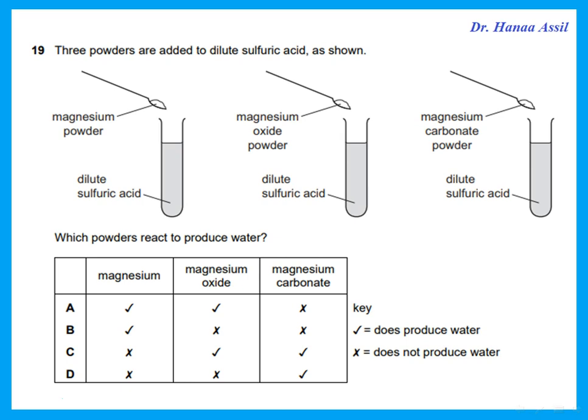Now, a base with acid will give salt plus water. So this will give water. Any carbonate with acid will give carbon dioxide plus water. So my answer is C.